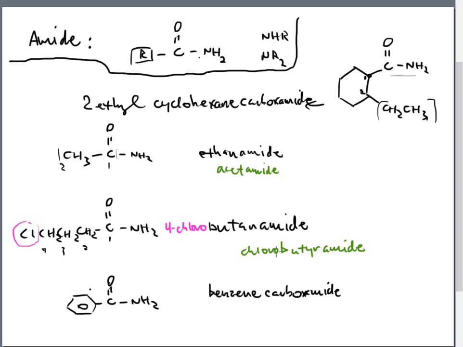But common names do not use numbers. So I can't use a 4. And as with all the other common nomenclature systems in the carbonyl world, we do not give the carbon of the carbonyl the alpha. We start next to it. So there's the alpha, there's the beta, and there's the gamma. So on the gamma carbon, we have a chloro. So gamma-chlorobutyramide. That is going to be the common name of that structure.